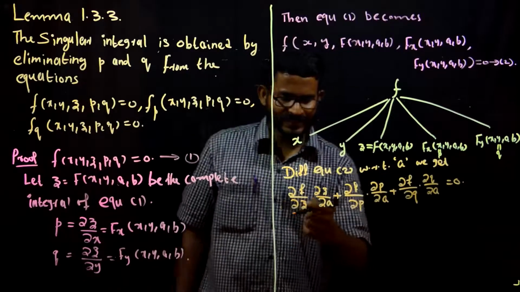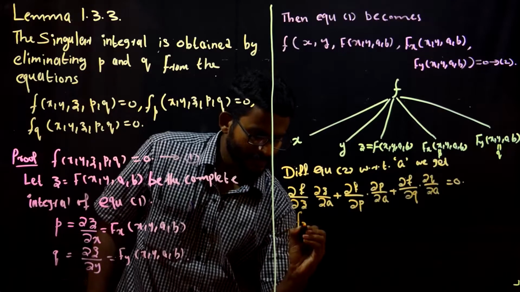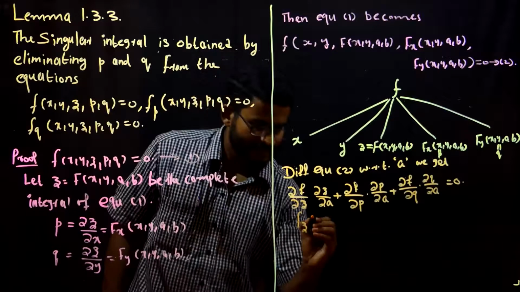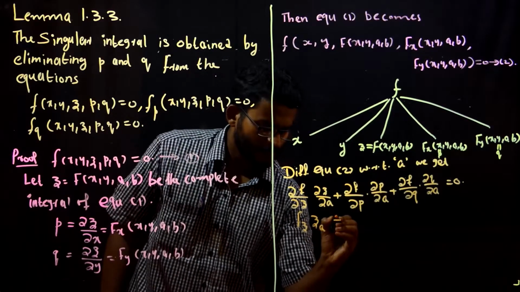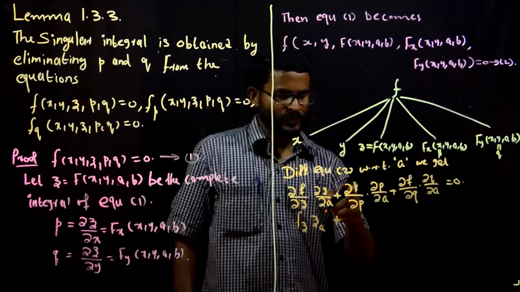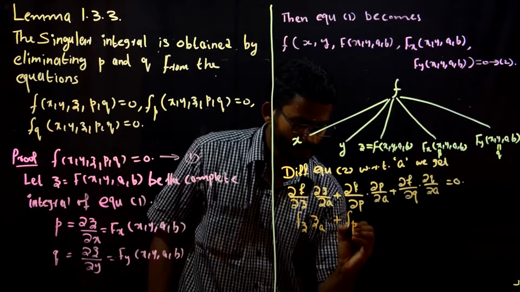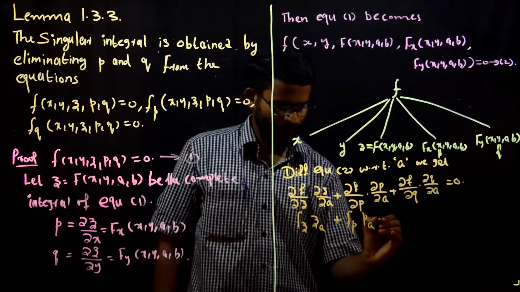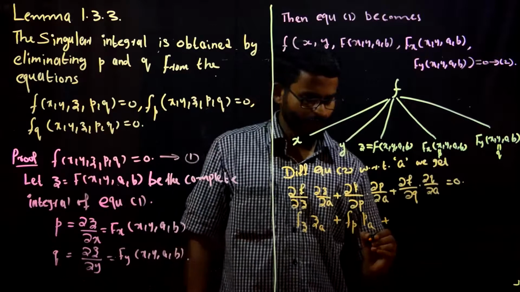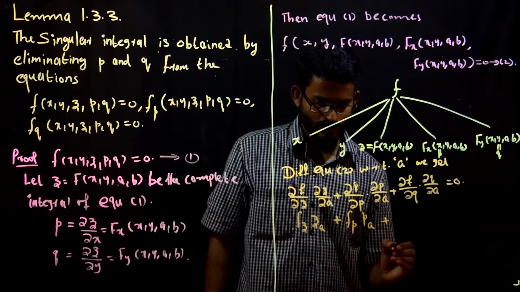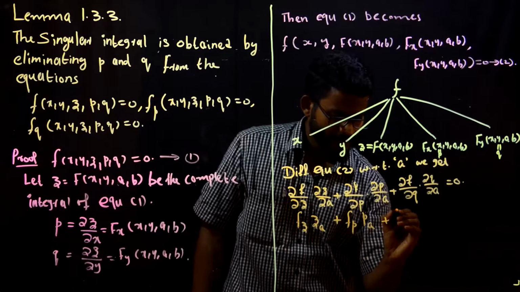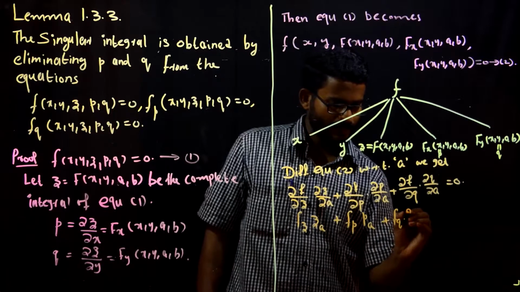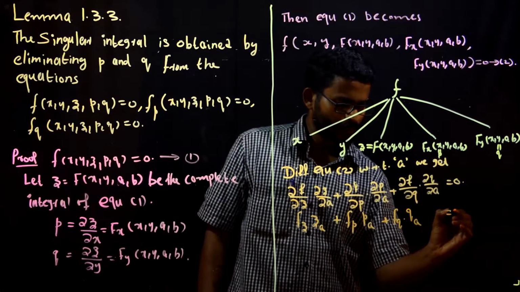Then this can be written as F_z times z_a plus F_p times p_a plus F_q times q_a equal to 0.